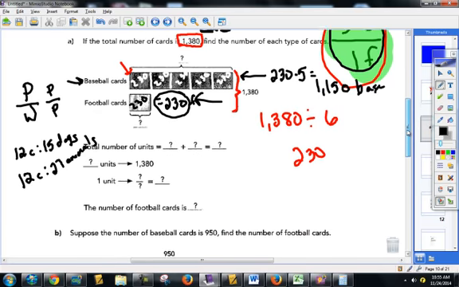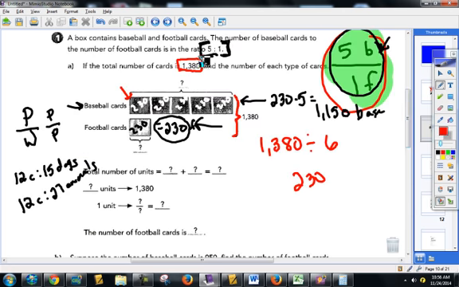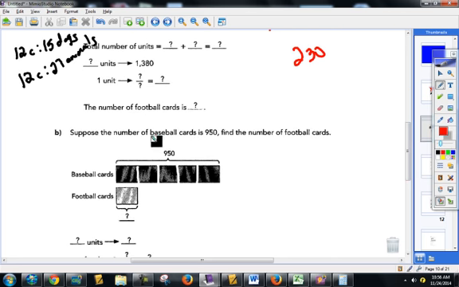Okay, let's go down here. Now, we're using the same fake ratio here, same exact thing. We know that the ratio of baseball cards to football cards is 5 to 1. Okay, so there we go. The only difference here, again, is that we are not being given how many total cards I have. We're given the amount of a specific card, and that's the number of baseball cards. So we know that all these represent 950.